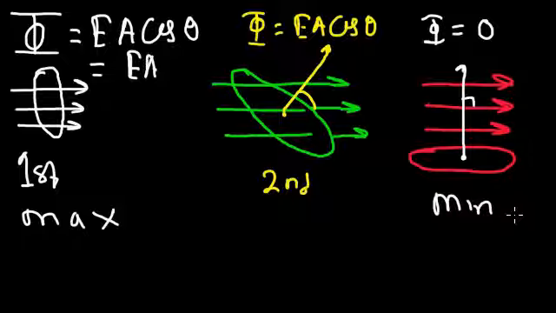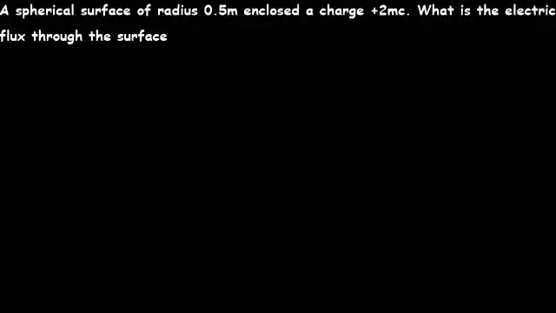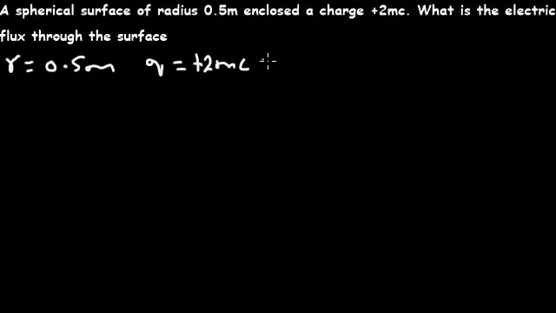Example number 1. A spherical surface of radius 0.5 meter encloses a charge of positive 2 millicoulombs. What is the electric flux through the surface? Let's write out what we know. The radius R is given as 0.5 meter. And the magnitude of the charge Q is positive 2 millicoulombs.